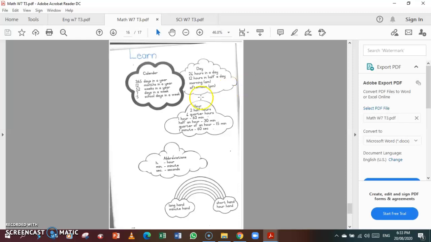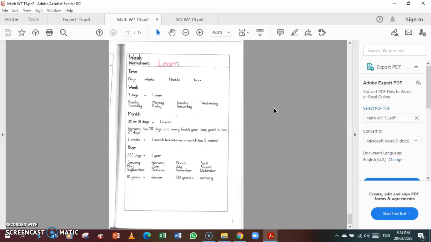And when you look at the screen here, Johan, we've got some abbreviations, okay? That's just when we use a letter or a few letters from a word, okay, to represent the whole word. So we've got H for hour, min for minute, sec for seconds, okay? And last but not least, we've got a clock with 2 hands. Okay, the long hand tells you how many minutes, and the short hand tells you how many hours.